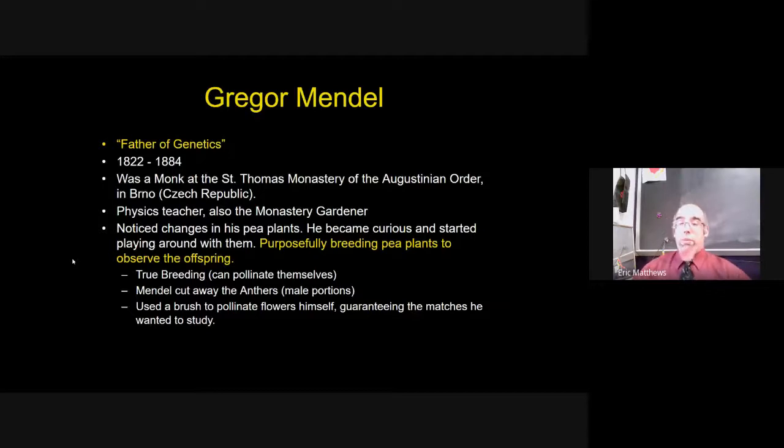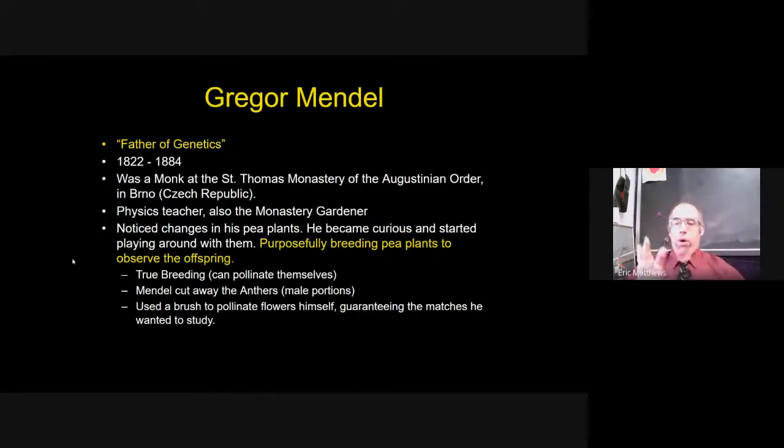And so how did we figure this out? There are only going to be two scientists over the course of this entire year that you will need to know for the Regents, and this is one of them. Gregor Mendel is our father of genetics. Very, very quickly, Gregor Mendel worked in a monastery. He was a monk.